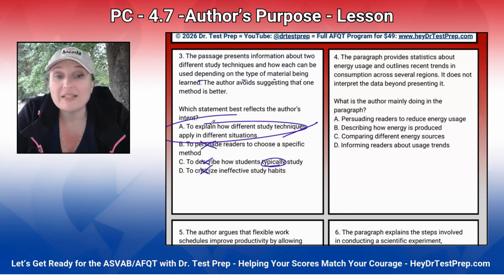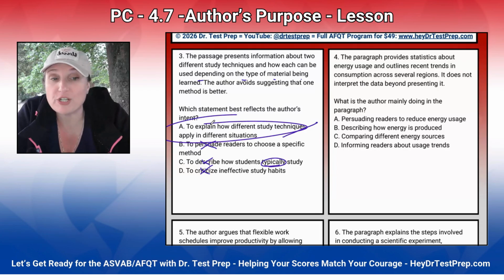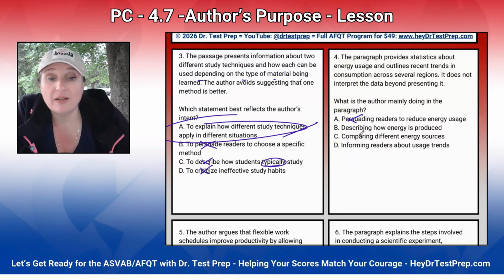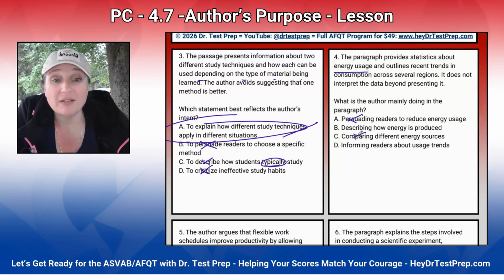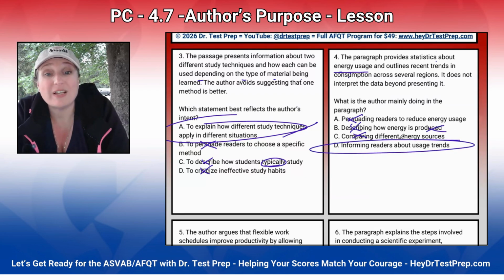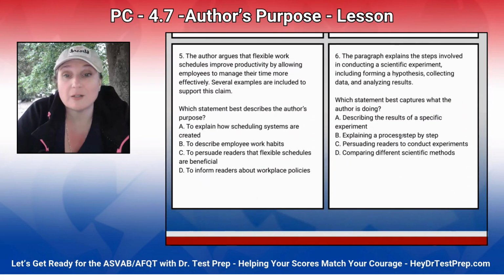The paragraph provides statistics about energy usage and outlines recent trends in consumption across several regions. It does not interpret the data beyond presenting it. So we're not persuading. We're not comparing. Is it describing how energy is produced? No, this talks about how energy is used and consumed. So not that because of the word produced. So letter D is the best answer.